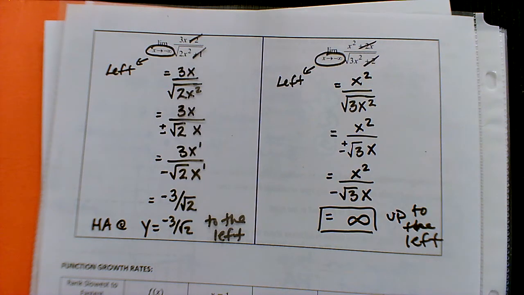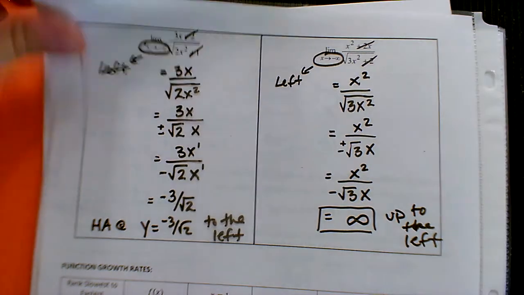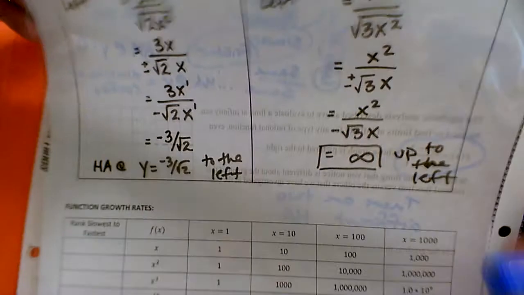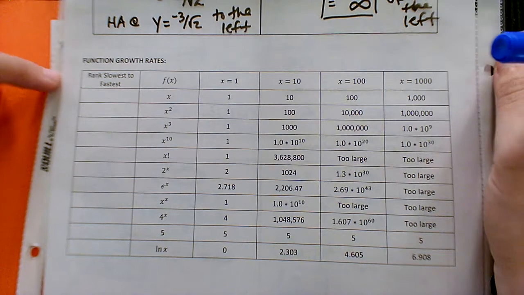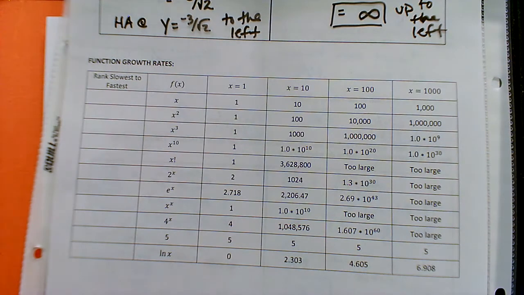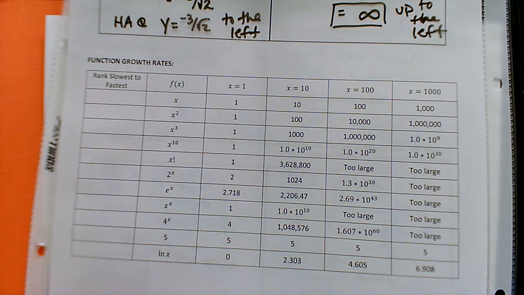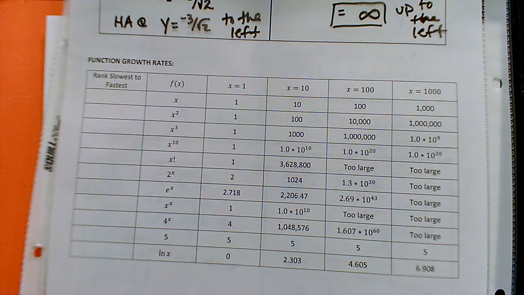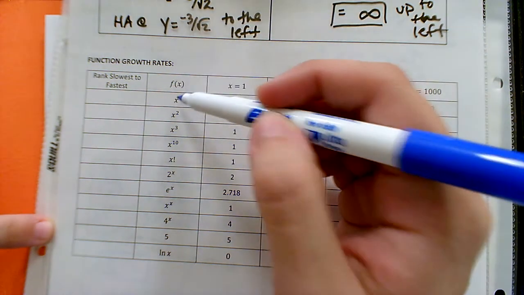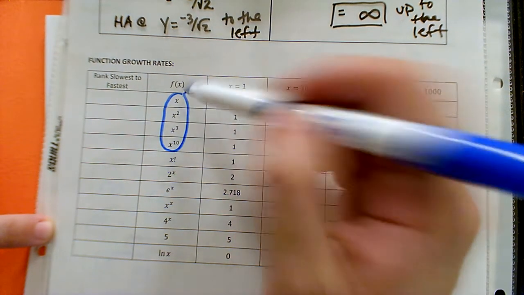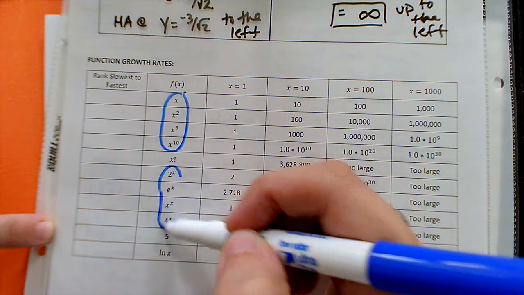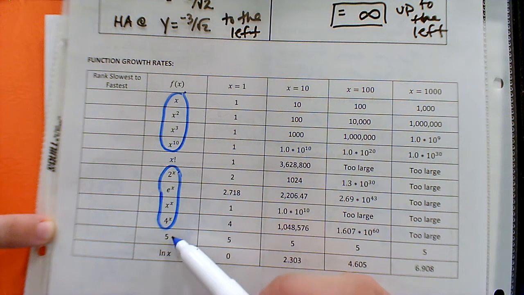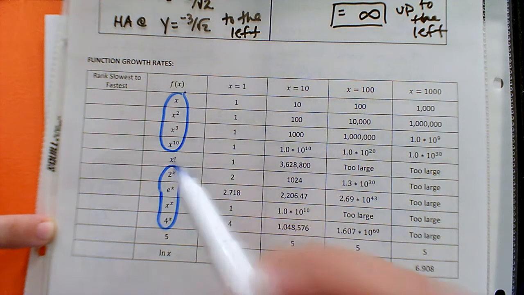All right, we're going to take a look at growth rates a little bit more in depth today. So on the bottom of that page 74, you have this huge table that's filled out for you. And what I want you to do is analyze the different growth rates of these different types of functions. Notice how we have x to a power. We have some exponential functions in here. We have a constant function. We have a natural log function.